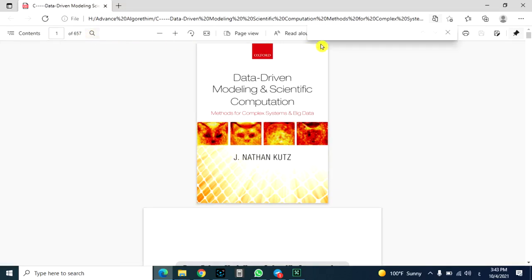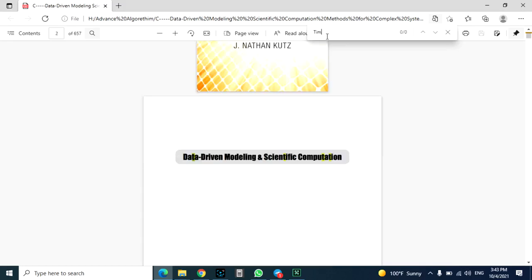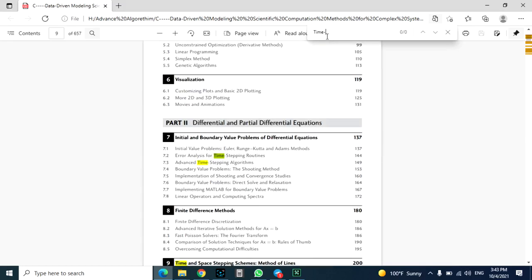Another advantage or another application in this field. In contrast to this example on the left, consider this figure, right upper.